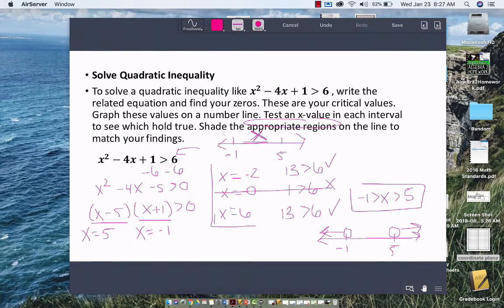Use some good test points that are in each of those 3 sections, and then use that to help guide you through as you put your answers and solutions on the number line. And you can try that for problems 9 through 12. So go ahead and get started.